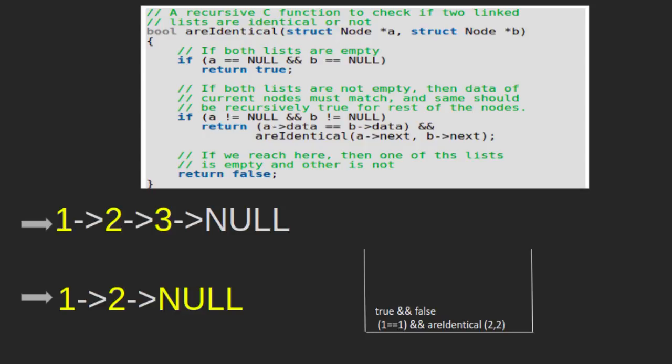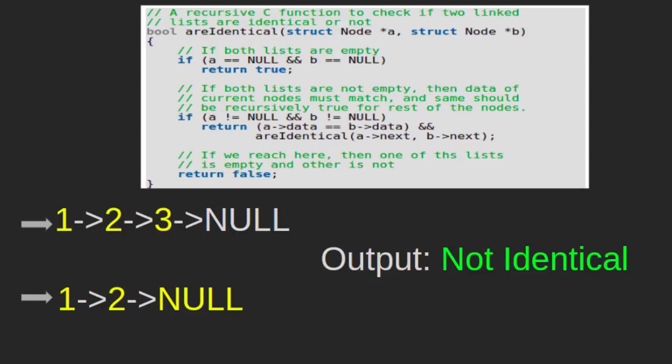And the boolean AND of true and false, which is false, will be returned to areIdentical 2, 2. So finally, we are left with 1 equal to 1 and false. Since 1 is equal to 1, it will return true. The boolean AND of true and false will finally return false. So we get the final output as not identical. So this completes and verifies our algorithm.